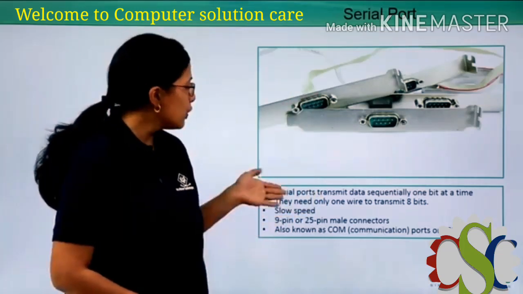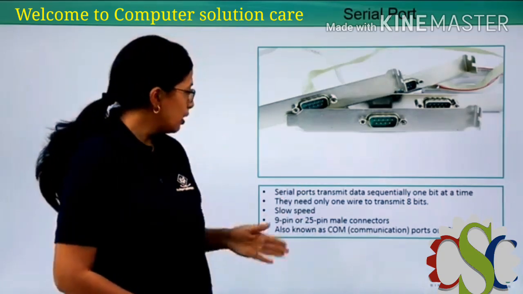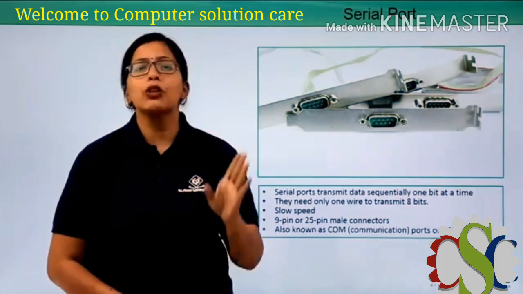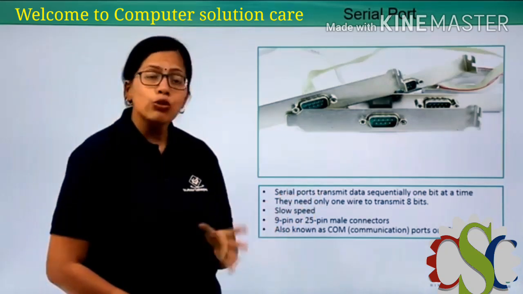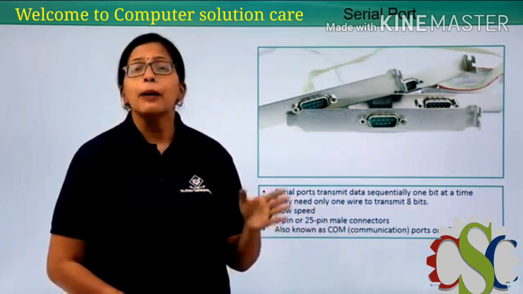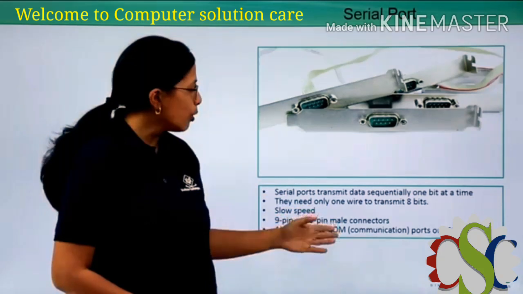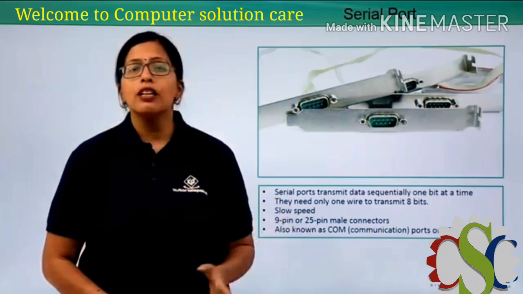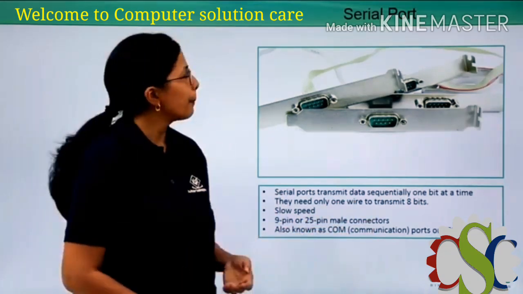As the name suggests, serial ports transmit data sequentially, 1 bit at a time. They need only one wire to transmit 8 bits because they are transmitting only 1 bit at a time. Because of this, they have very slow speed as well. It is usually a 9-pin or a 25-pin male connector, as you can see here. It is also known as COM or communication port or RS232C ports because that is the guideline that these serial ports are following.